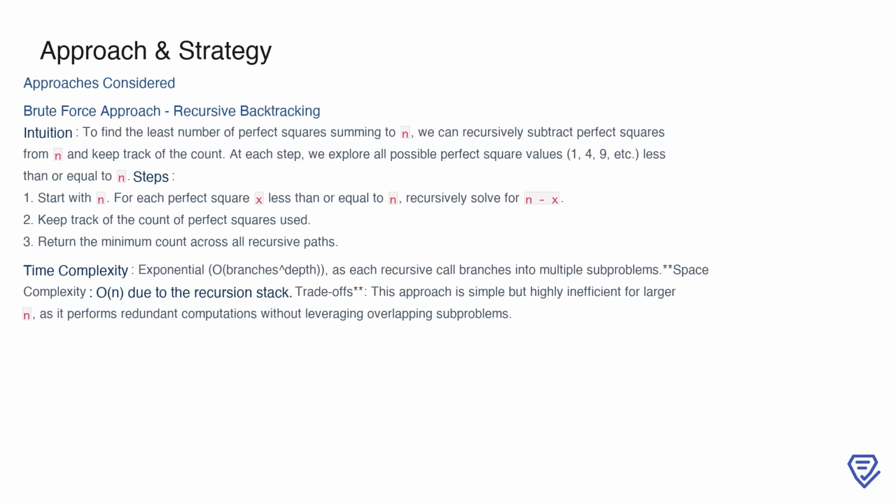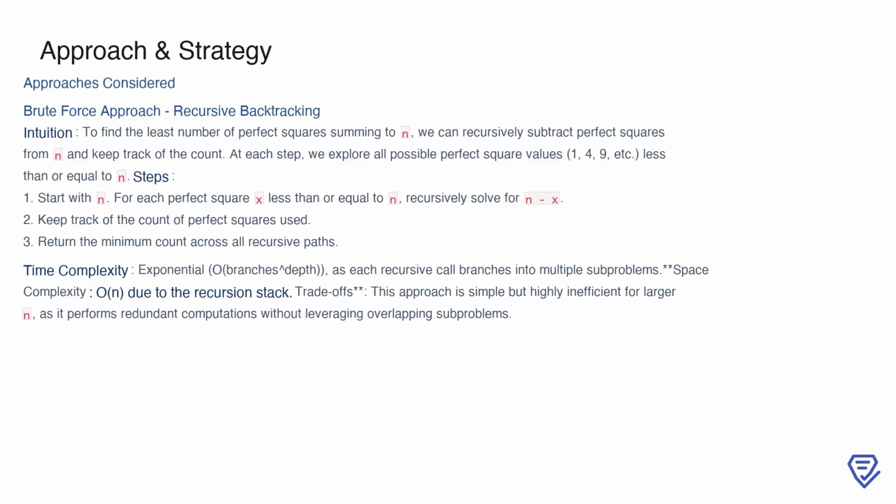To solve the problem of finding the least number of perfect squares summing to a given number n, one approach we can consider is a brute force solution using recursive backtracking. The idea here is to start with the number n and recursively subtract perfect squares, such as 1, 4, 9, and so on, from it. At each step, we explore all possible perfect square values that are less than or equal to n, and for each recursive path, we keep track of the count of perfect squares used. By the end of this process, we return the minimum count across all paths.